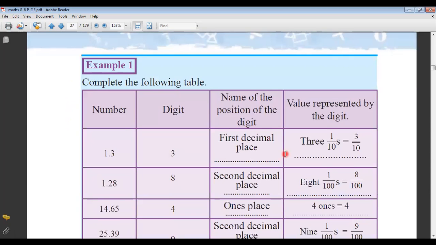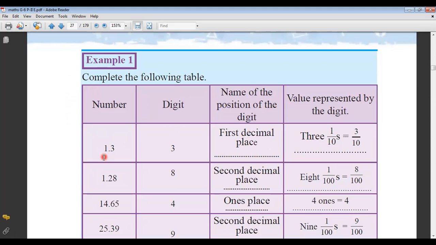You can do this example. Now here, the number 1.3. The digit is 3. We are talking about this digit. This is a question. What is the position of the digit? Place value. That is the first decimal place. What is the value represented by the digit? First decimal place means 3 out of 10, because the first decimal is the tenths place. So it is 3 out of 10.